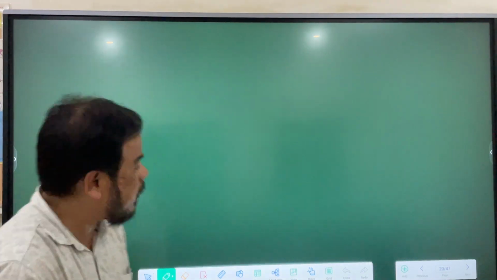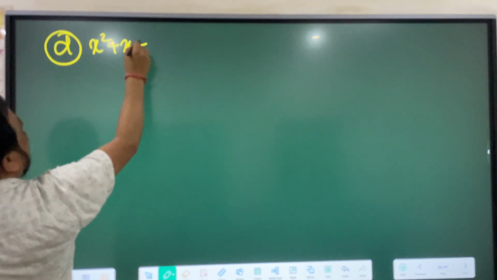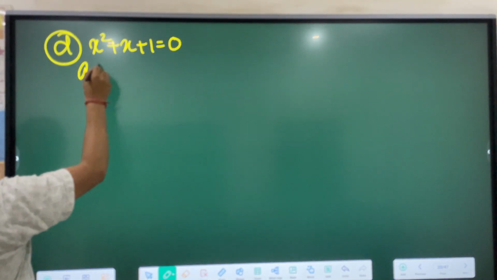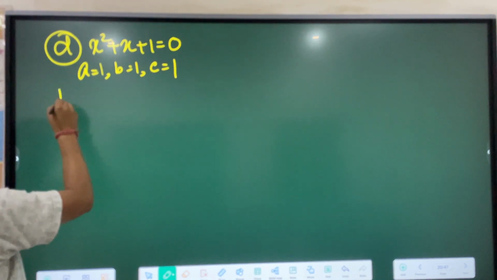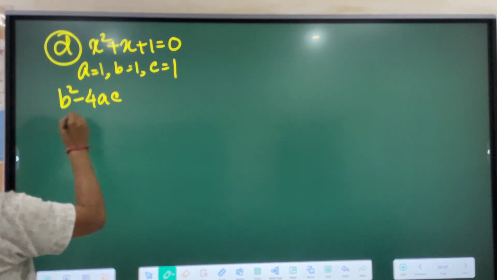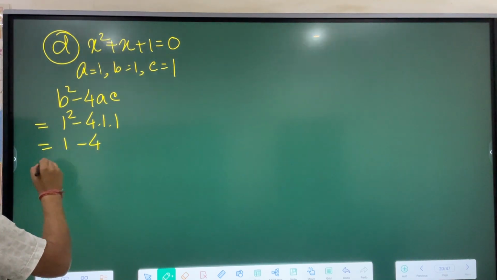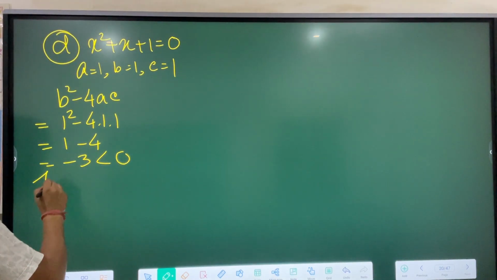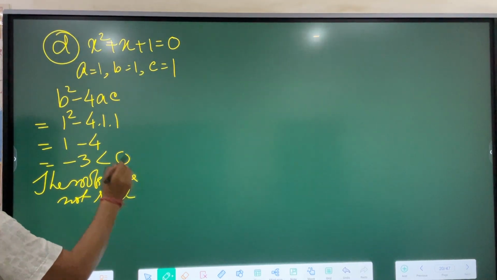Next, number D I think. Number D. x square plus x plus 1 equals to 0. Here A is 1, B is 1, C also 1. So b square minus 4ac. Let us do the calculation. 1 square minus 4 into 1 into 1. 1 minus 4 equals to minus 3, less than 0. Therefore, the roots are not real.